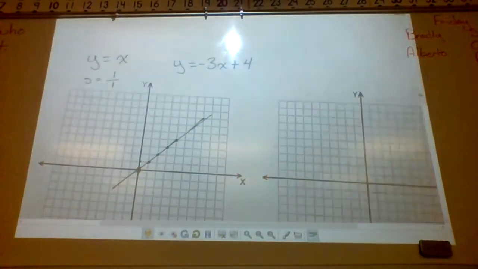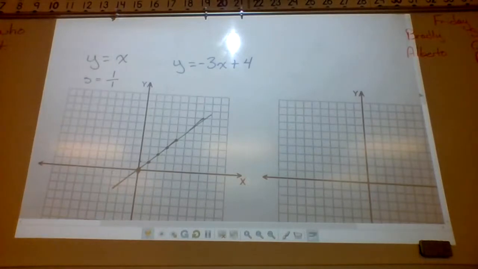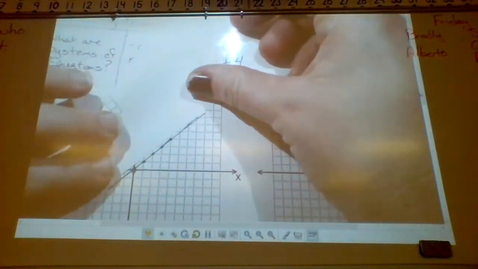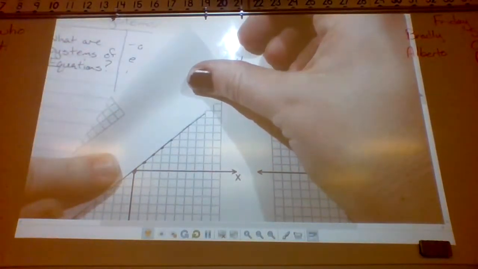If you do not have anything with a straight edge, take a piece of paper and fold it. You can use this. I can take over here and bend my paper over. There's your straight edge.